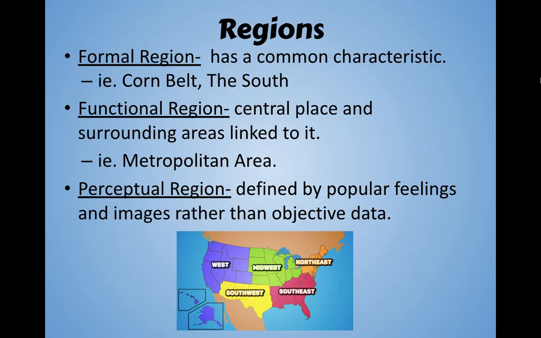So there's different ways of classifying regions. You could have a formal region, something that actually has a common characteristic, like the Corn Belt or the South. And then you have things that are more of a functional region, so that there's a central place and then there's a surrounding area that are linked to it. A metropolitan area, for example. St. Louis would be our central place, and then the surrounding areas, we live in the St. Louis metropolitan area. Okay, so that would be our functional region.